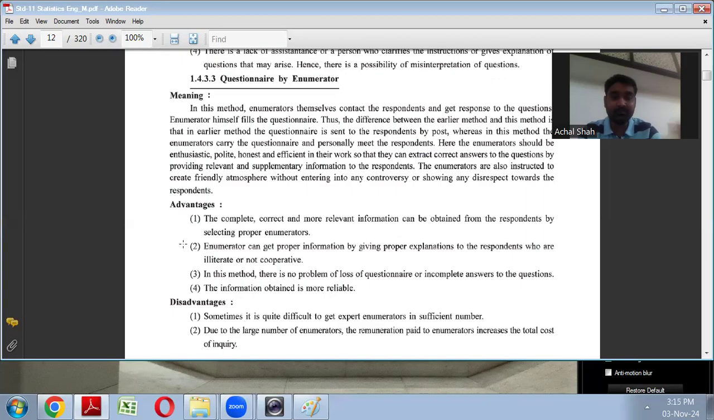Second, in the case where the respondents are illiterate or they are not cooperative, then the enumerator can personally give a proper explanation to the respondent that your information will not be misused and nothing wrong is going to happen, so in that case the information can be obtained properly.